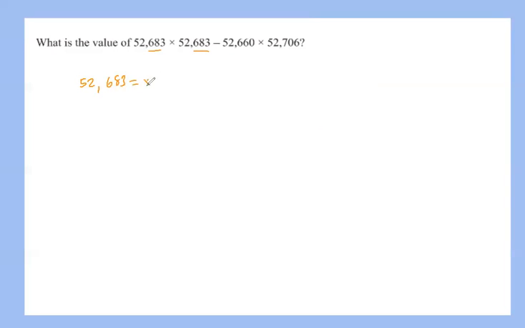I'm going to choose 52,683 as X. The reason I'm choosing this is X is because this one, 60, is lesser than it, and this one, 706, is larger than it. So I'm giving the variable to the middle number to make it more evenly distributed. That will give us X times (X minus 23), because this one is 23 lesser than X. And this is 23 more than X, so that could be written as X plus 23.